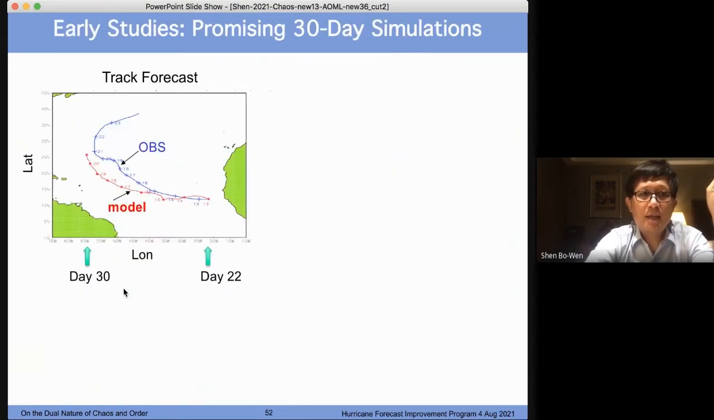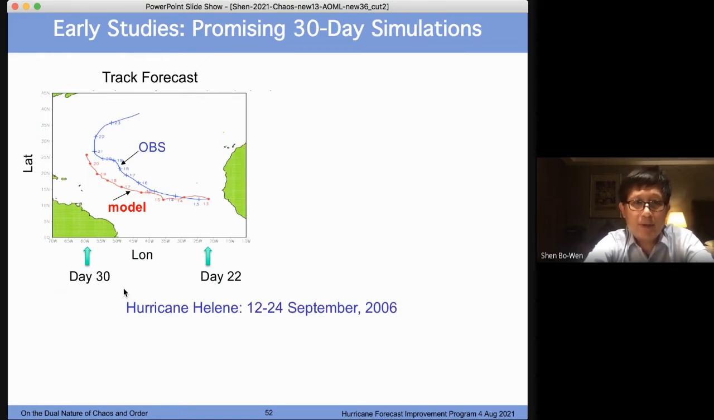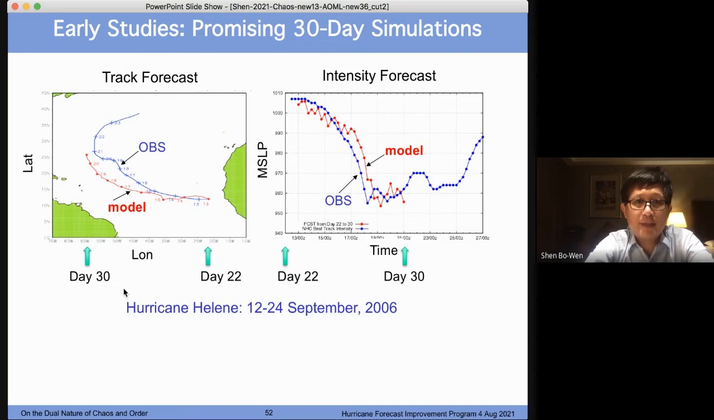In our earlier study, which presents 30-day simulations, from day 22 to day 30, our model simulated a storm. We then plot this location as a function of time in red. During this same period, there was a real Hurricane Helene between September 12 and 24. We then plot the track for comparison. The corresponding intensities are shown on the right-hand side. Horizontal and vertical represent time and the minimal sea level pressure. As you can tell, during this period, the model was able to capture the rapid intensification, but did not produce over-intensified storms.